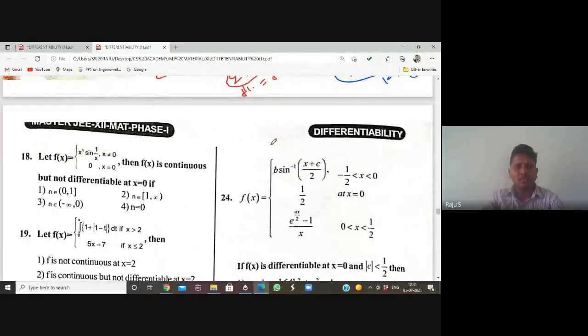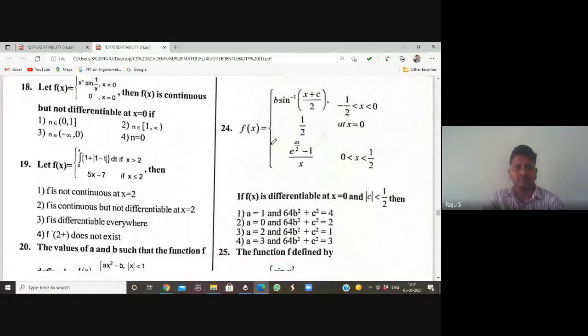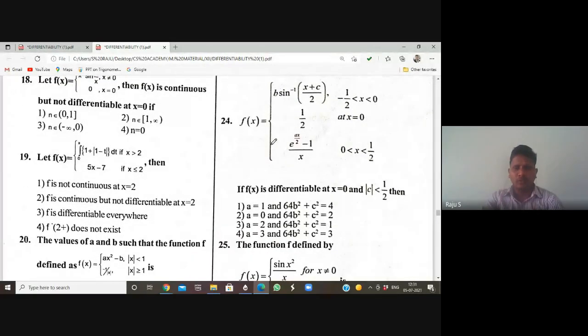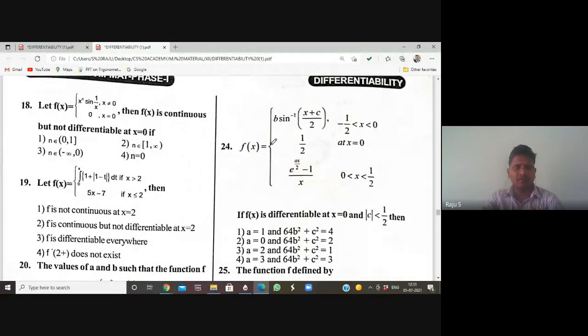Question number 18. So what is question number 18? Let f of x is equal to x power n sine 1 by x. Then f of x is continuous but not differentiable at x is equal to 0 if, when it is continuous but not differentiable at x is equal to 0.